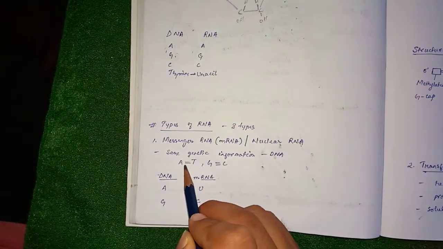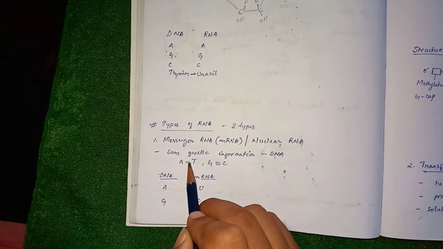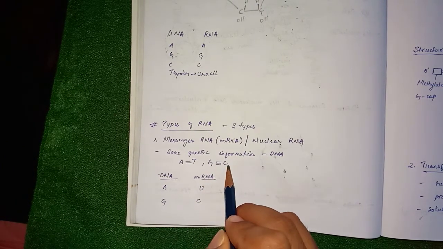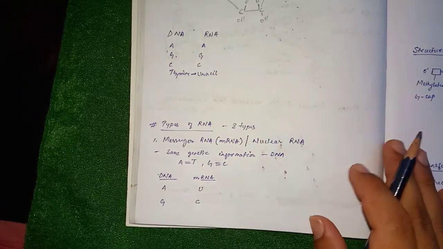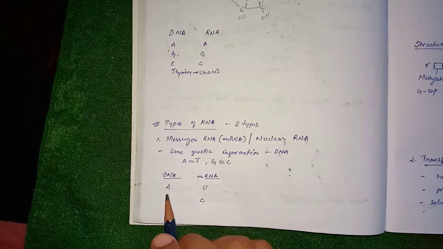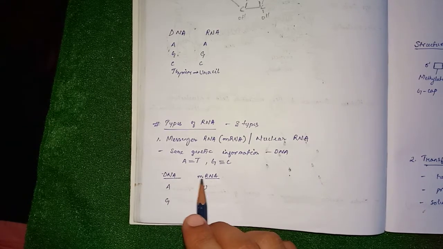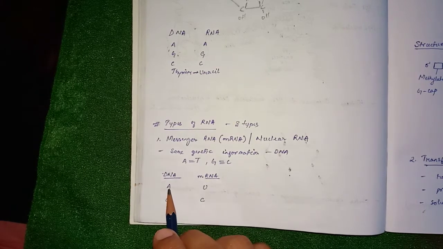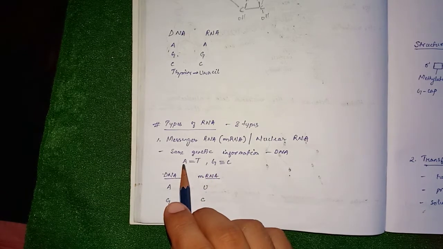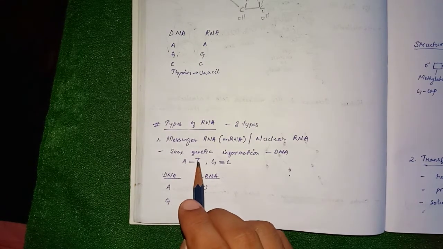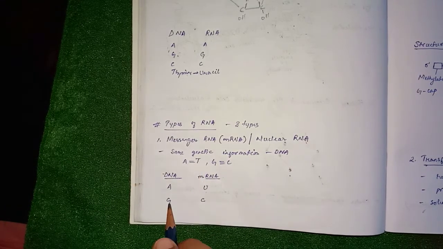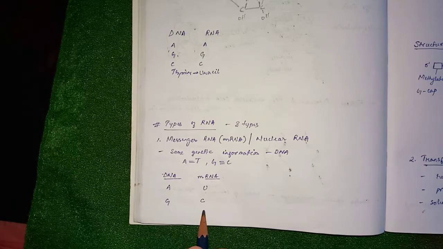As we know, in case of DNA, adenine always pairs with thymine with 2 hydrogen bonds, and guanine always pairs with cytosine with 3 hydrogen bonds. So if we look at the DNA and RNA, if the DNA has adenine, then the mRNA will have uracil. That means adenine will pair with uracil in case of RNA. So instead of A with T, in this case of RNA, A will be with U, and for guanine and cytosine, it will be the same.